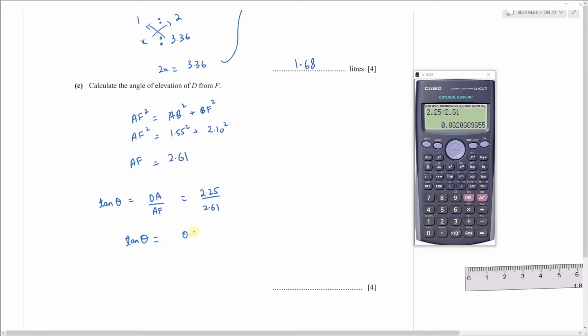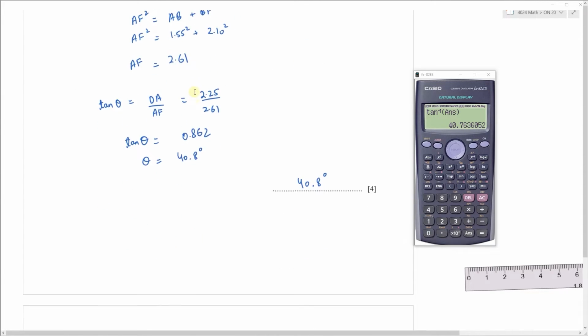0.862, and theta will be tan inverse of this, which is 40.8 degrees, rounded to 1 decimal place. This will be your angle of elevation, 40.8 degrees. So this is the angle of elevation of D from F.